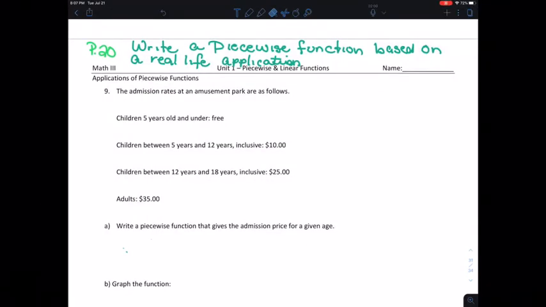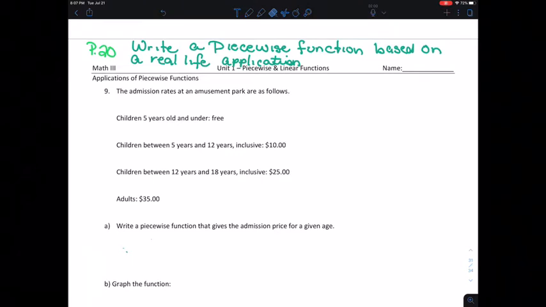Okay, boys and girls, welcome to Unit 1, Lesson 6. Today we're on page 20 in your notes. I know there's not a place to write your objective, but our objective today is to write a piecewise function based on a real-life application.